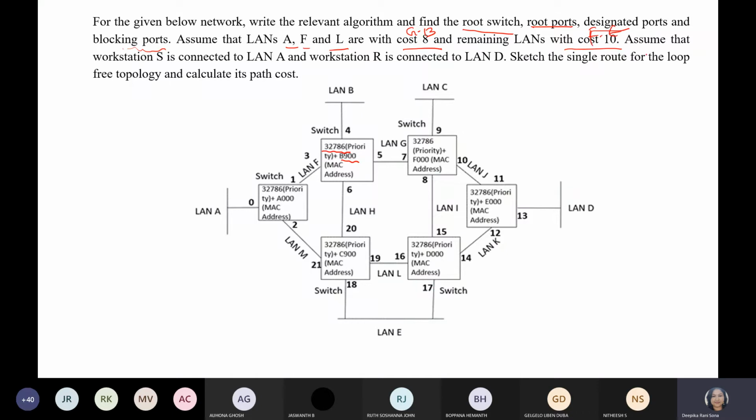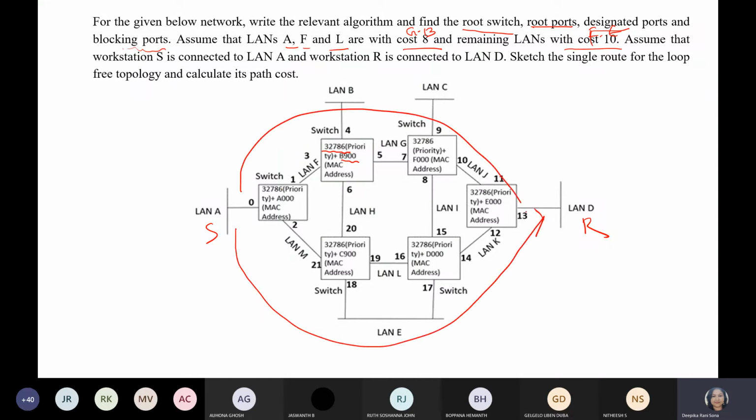Then assume that workstation S is connected to LAN A, and workstation R is connected to LAN D. And sketch the single route for the loop free topology and calculate its path cost. It means from S to R it has to make a path, either this way, whatever the way, we don't know. We don't know which path to prefer for reaching S to R. So it has been asked, sketch the single route for the loop free topology. Which path will give you loop free? There should not be any loop like this.